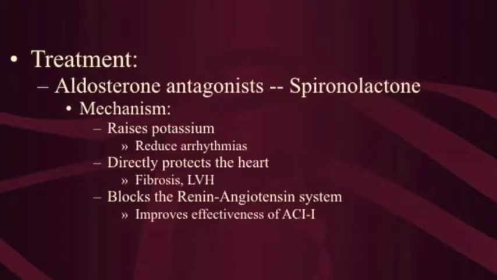And how does it work? It raises potassium a little bit. Most diuretics drop your potassium. Spironolactone raises your potassium. Potassium can't get too high, obviously, but if it's low, that increases your risk for ventricular arrhythmias, and this goes the other way and helps to reduce that a little bit. It may directly protect the heart just through reducing fibrosis and LVH, and also blocks the renin-angiotensin system. So your kidneys are overactivated, and this helps to blunt that some and probably improves the effectiveness of ACE inhibitors.